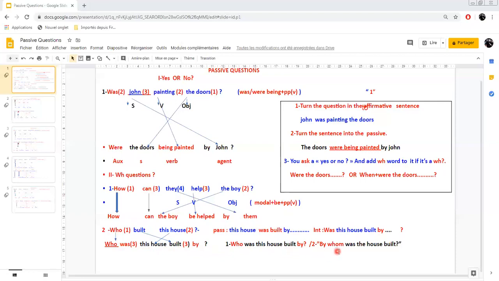And some people can say, sometimes they use this one here too, by whom was this house built? By whom was this house built? And this is too formal, of course. So most of the time we use this one here. I'm going to add two more examples, of course, concerning the simple present and the simple past, because students sometimes make mistakes when dealing with these tenses.